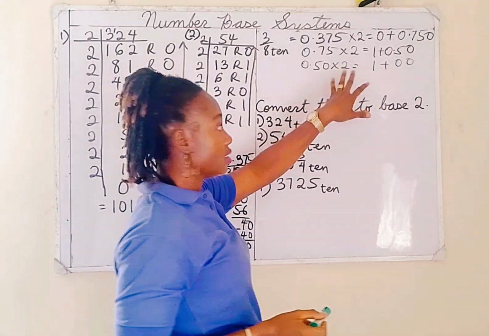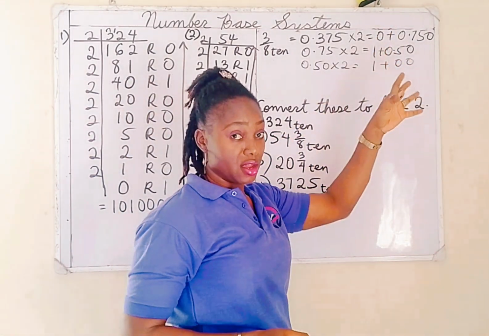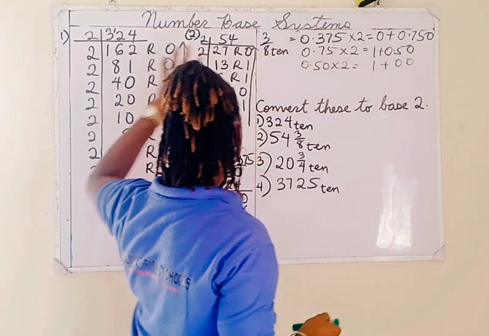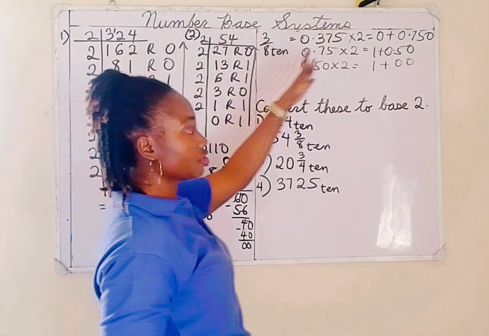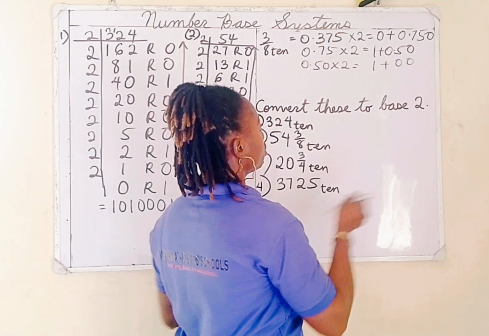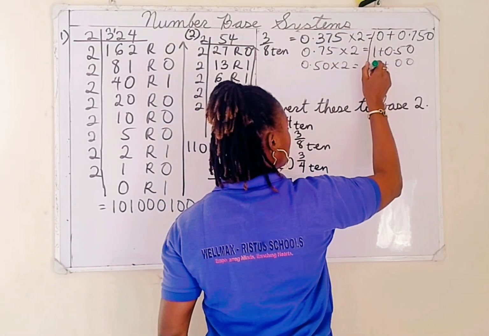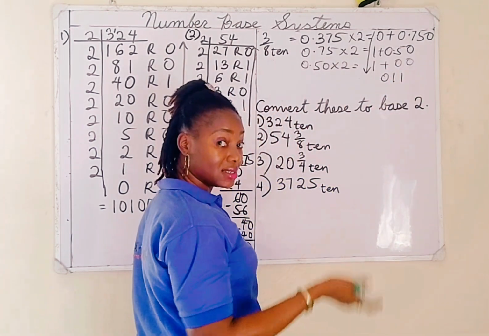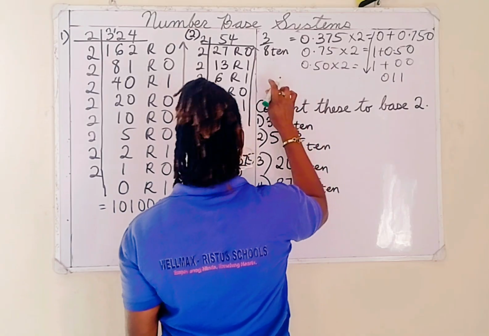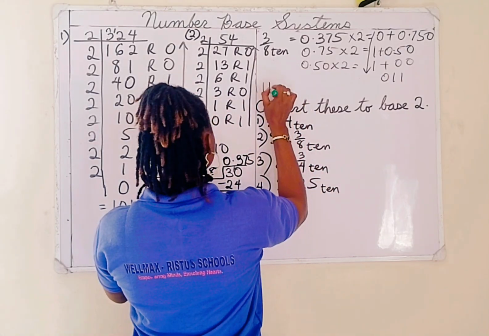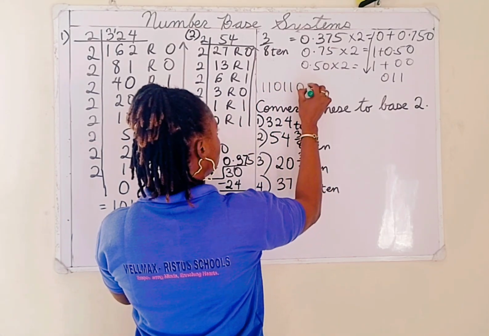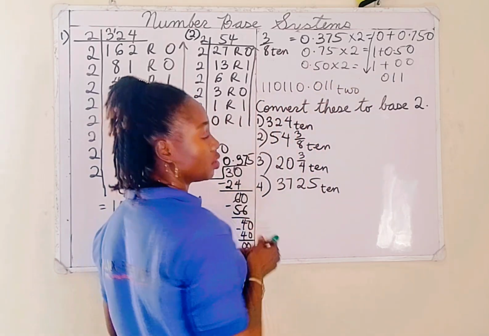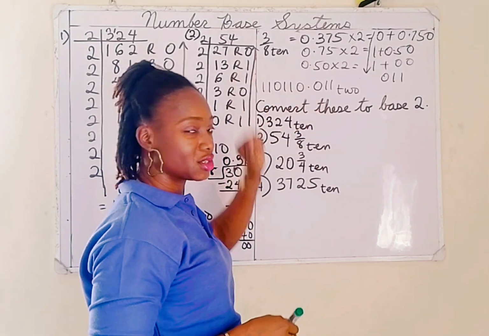Having gotten to this point, how do you rank your answer here? It's from the top to the bottom, not from the bottom to the top. When you're dividing, you rank it from the bottom to the top, but when you're multiplying, you rank it from the top to the bottom. So this becomes 0, 1, 1 in decimal. The answer will become 110.011 in base 2. And this is the final answer for this question.